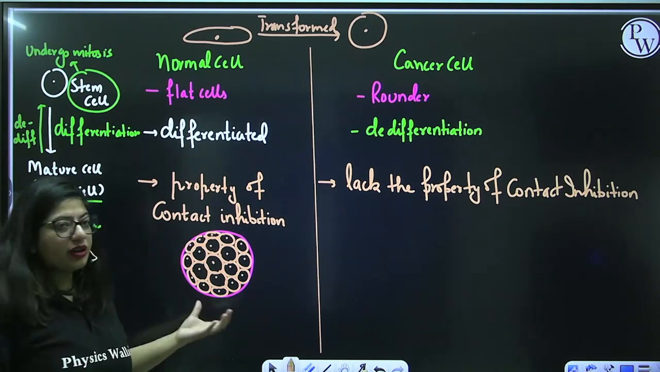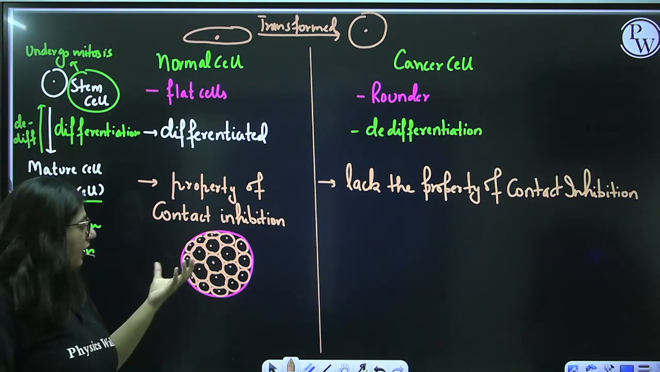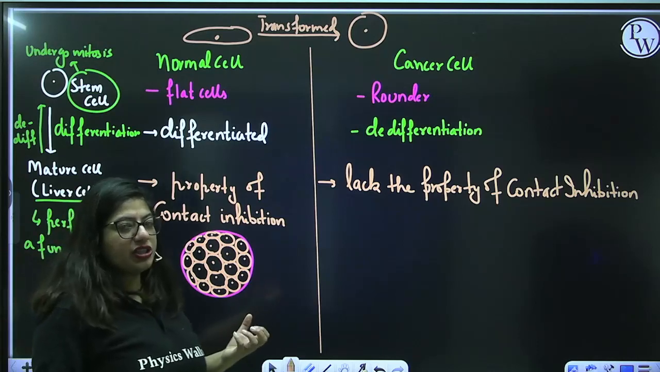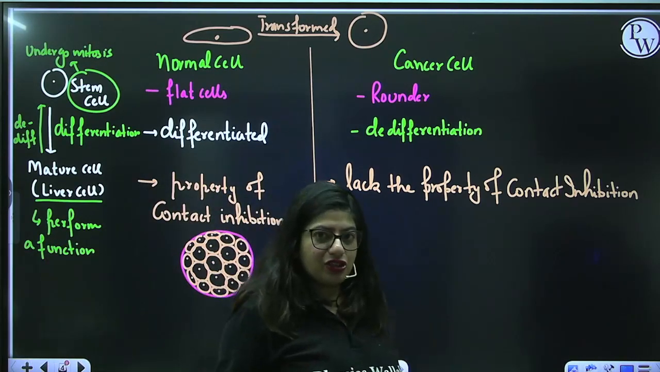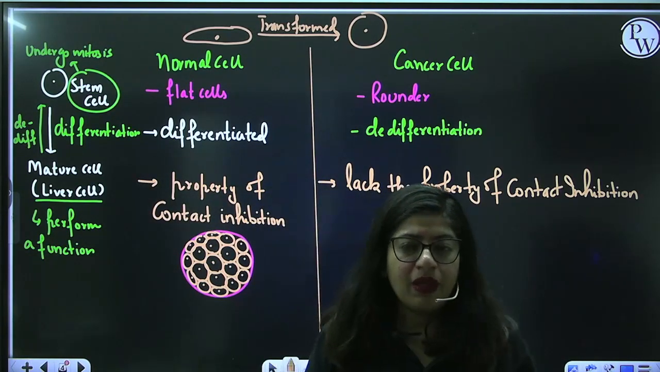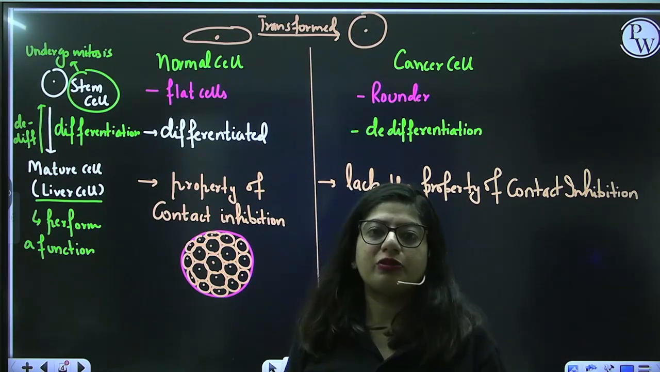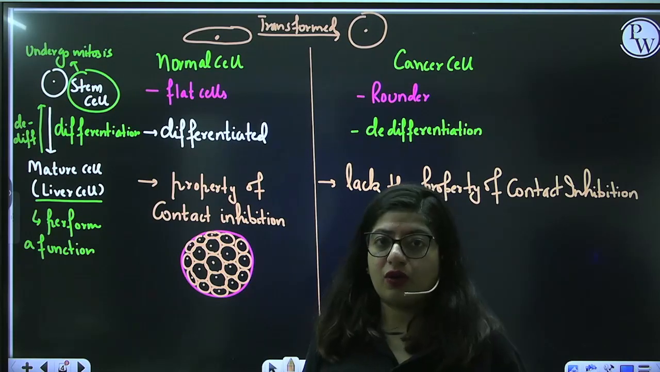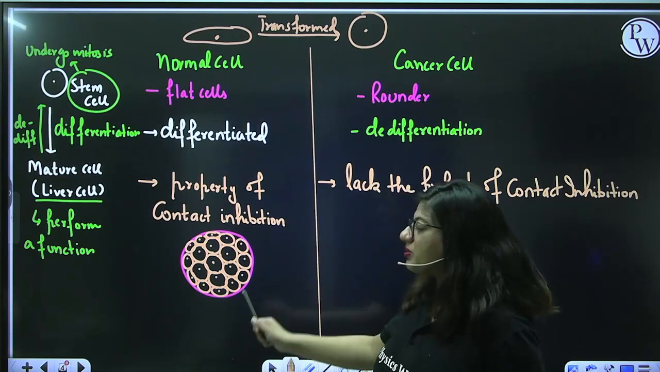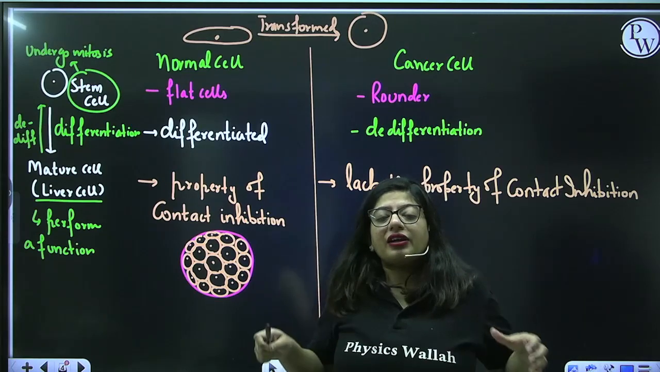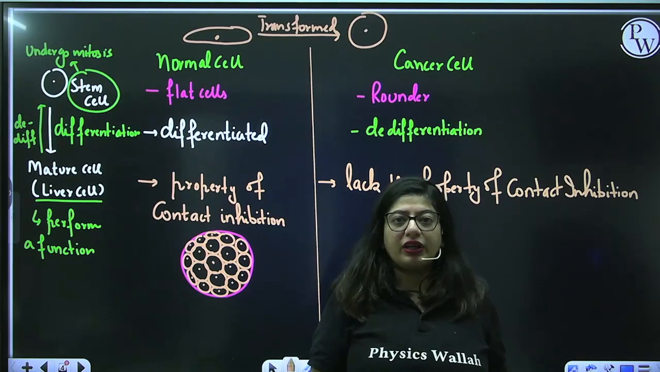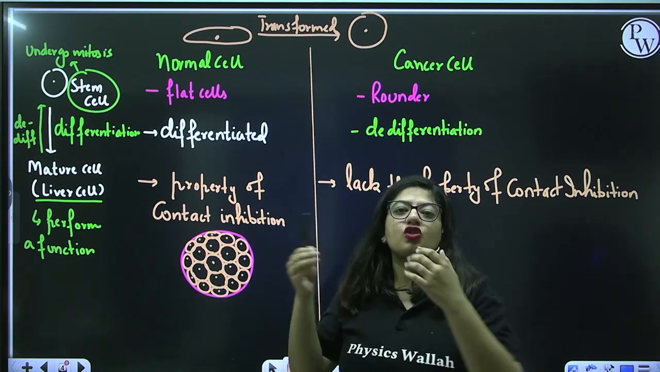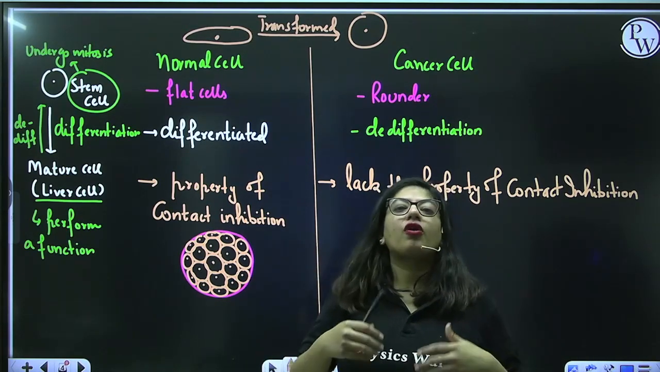So when there is overcrowding of cells and cells are dividing, they start coming in contact with each other, they start touching each other. Now during that touch, they are basically inhibiting each other, and that is a property of contact inhibition. And what are they inhibiting for? Inhibiting for not doing the mitosis. That means the cells are telling each other that now it has been so much overcrowding, we do not have sufficient space, we do not have sufficient nutrition, let's stop dividing. And that is a property of contact inhibition.